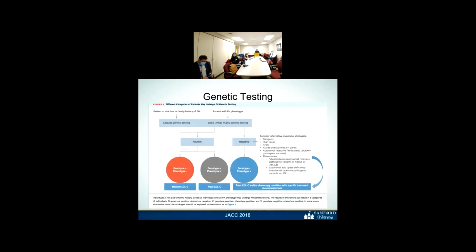And I pulled this from that JACC article as well, and it really goes through the idea of what we're thinking. If you have a patient that's at risk due to family history versus a patient with a phenotype, we're thinking cascade testing versus gene-specific testing. If you're gene positive, phenotype negative, we're often monitoring you. If you're gene positive, phenotype positive, we're often treating you. If you're gene negative and phenotype positive, it's a little bit of both. It really depends on what's causing it.